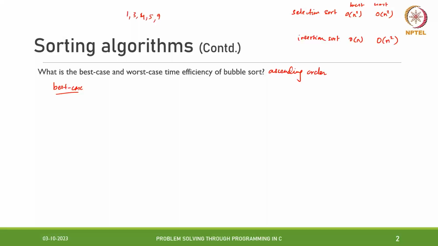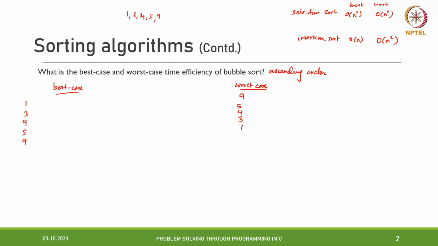I'm assuming that I want to sort the array in ascending order, and this is my array. So the best case efficiency would be when it is already sorted. So this is the case where it is already sorted, already in ascending order like this. Then we'll look at the worst case efficiency, and worst case efficiency would be when it is just in the opposite order, that is it is in descending order and we want to sort it into ascending order. Okay, now let's have a look at each of this. So let's start with the best case.